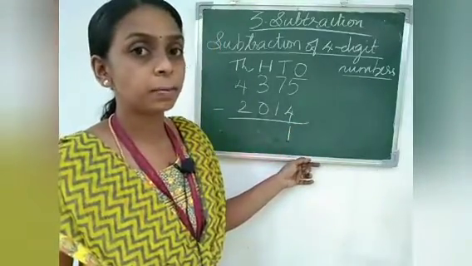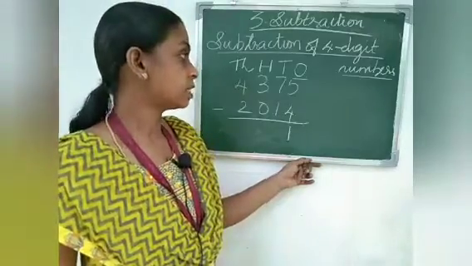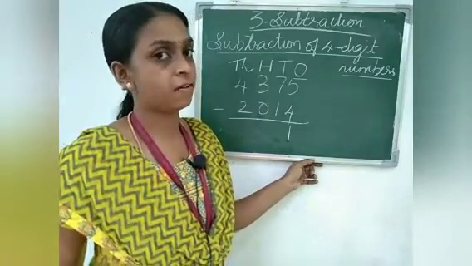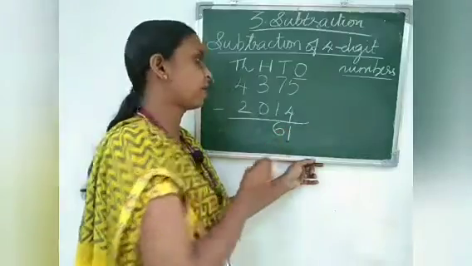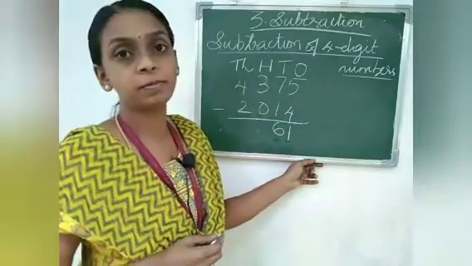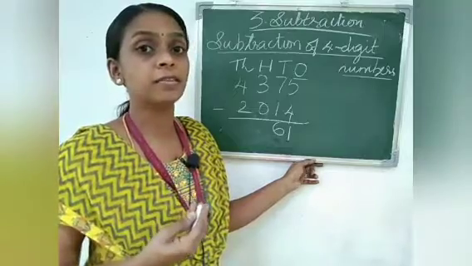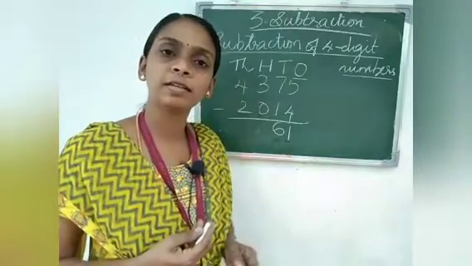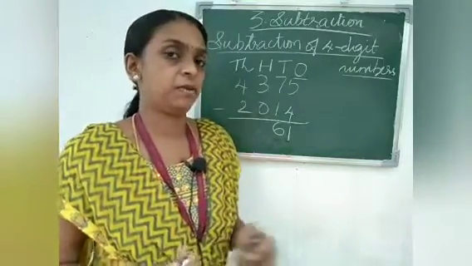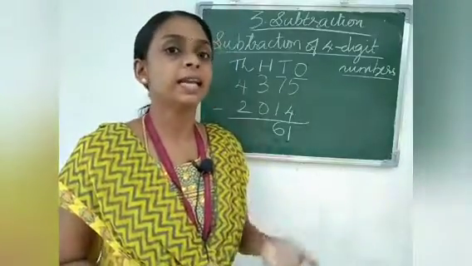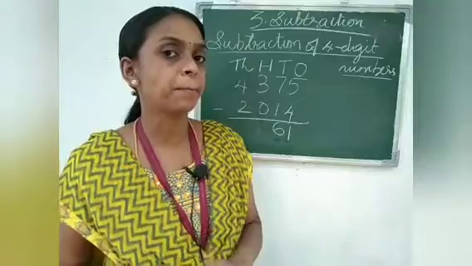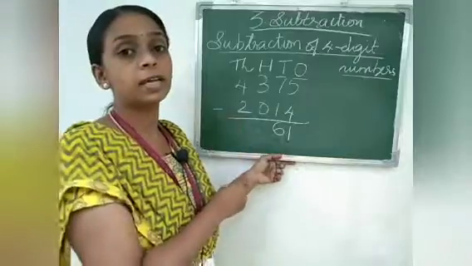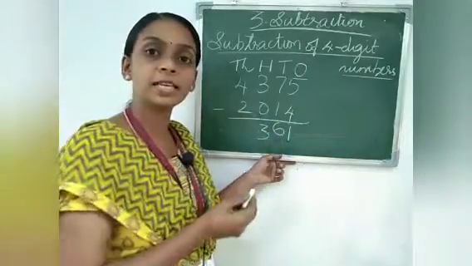Next, which place do we subtract? Tens place. The tens place numbers are 7 and 1. 7 minus 1 is 6. And next the hundreds place, the numbers are 3 and 0. 3 minus 0 is 3. When we subtract 0 from any number, we get that number itself. So 3 minus 0 is 3.